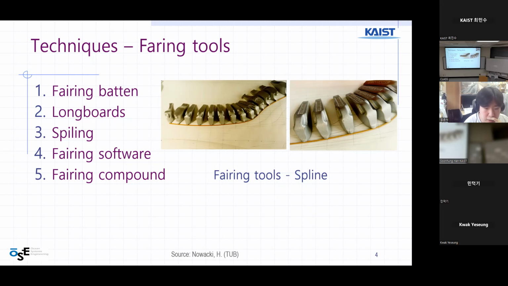Finally, fairing compound. Material applied to the hull surface to correct imperfections and create a smoother surface. It can be sanded down to achieve the desired shape. These tools and techniques are crucial in shipbuilding to ensure that vessels have hydrodynamically efficient hulls and that their exterior surfaces are free from bumps, hollows, or irregularities that could negatively affect performance and fuel efficiency.